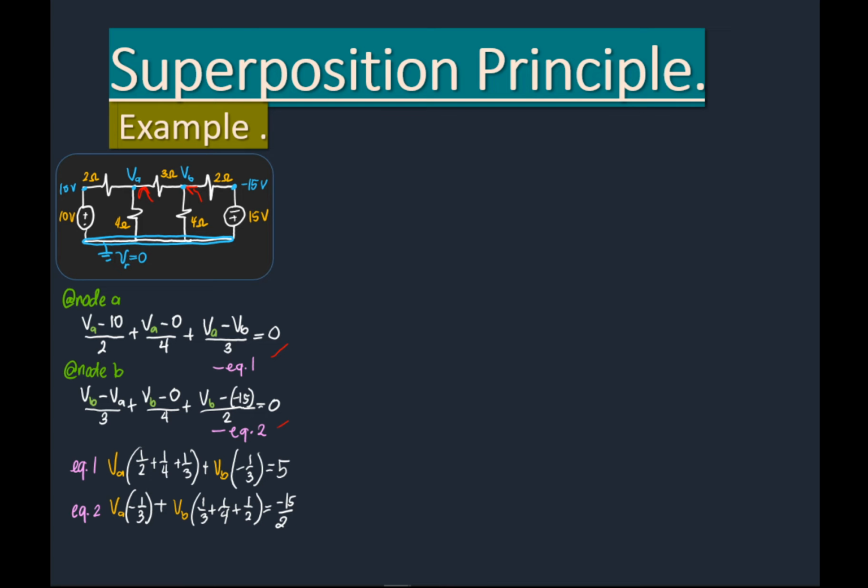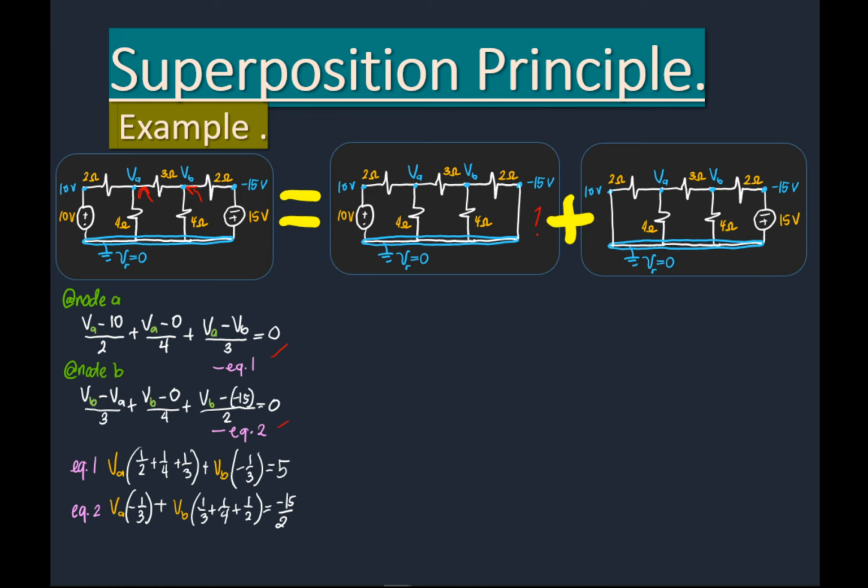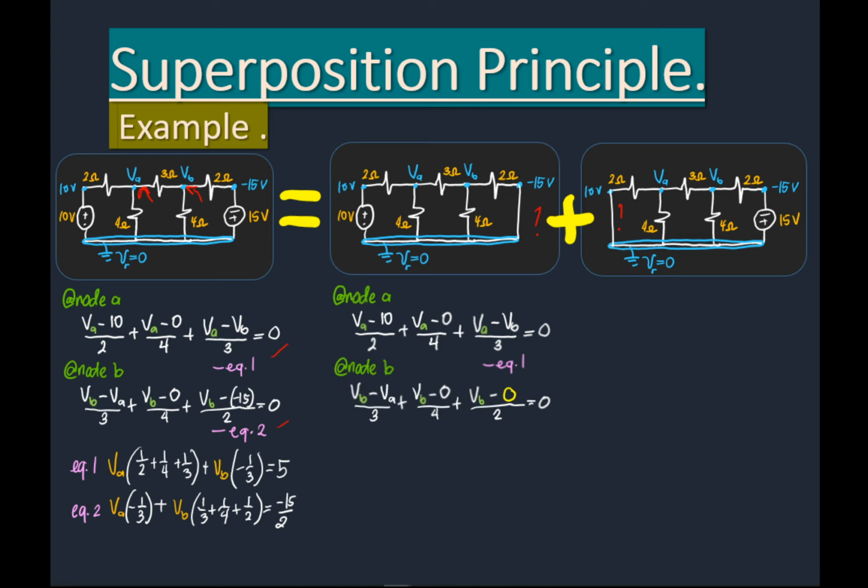Now the superposition principle simply looks like this. It is equal to this system without the 15 volts, plus the system without the 10 volts. Similar process, we use nodal analysis. For node A, we have this equation almost similar to the general circuit, because they are the same in node A. In node B, notice the difference: there's no 15 volts in that example. So that's our equation 2.